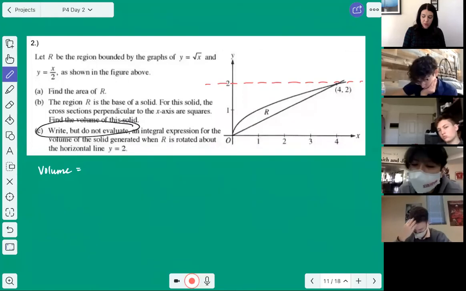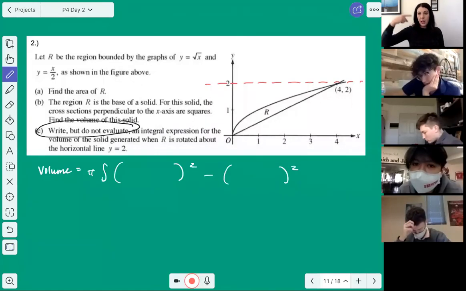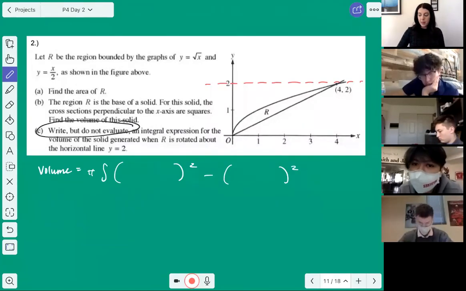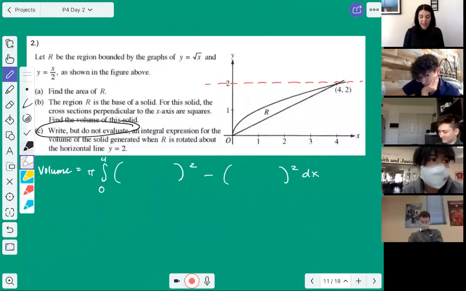We're going to have our bones. So volume equals pi integral of something squared minus something squared. I am rotating it about a horizontal line, which means I'm going to have a dx, meaning my bounds are in x, so 0 to 4. And now I need to figure out what my r out is and what my r in is.